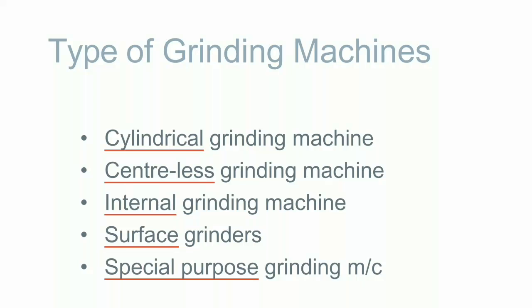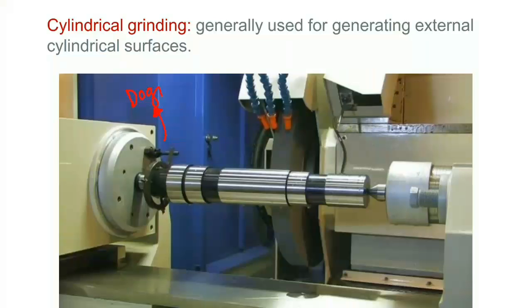Types of grinding machines: cylindrical grinding machine, centerless grinding machine, internal grinding machine, surface grinders, special purpose grinding machine. Cylindrical grinding is generally used for generating external cylindrical surfaces, and this is a figure of a cylindrical grinding machine.